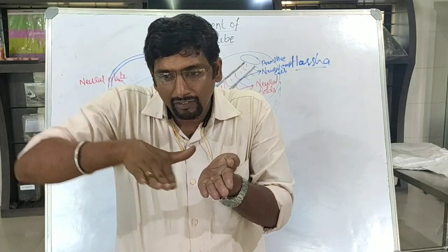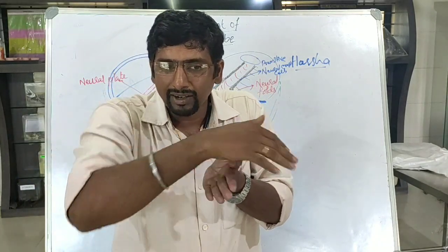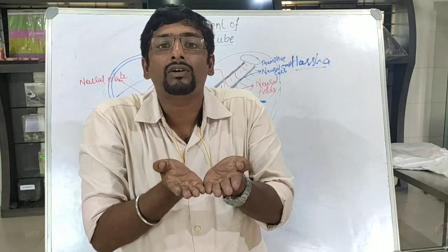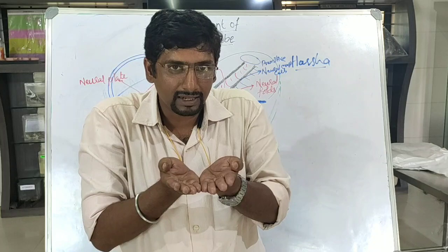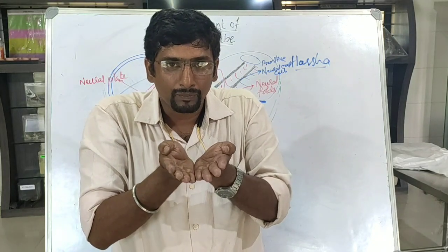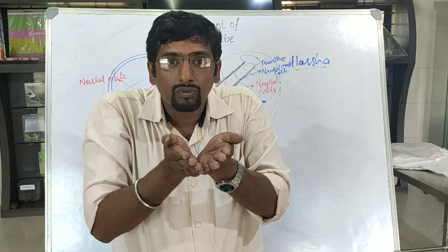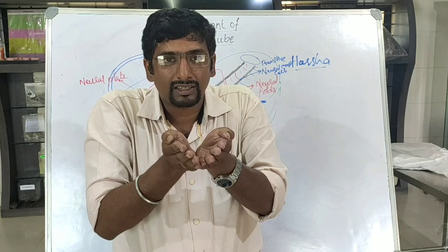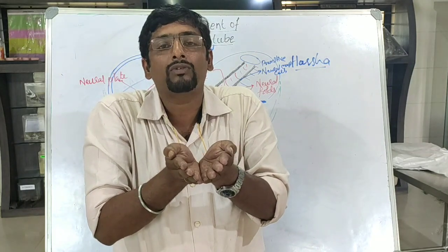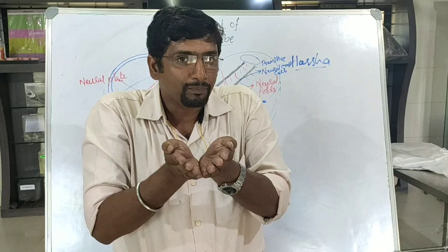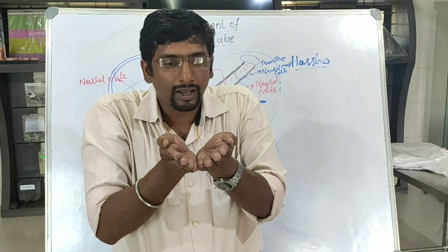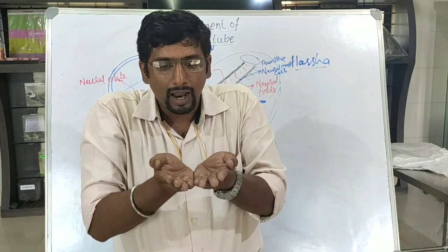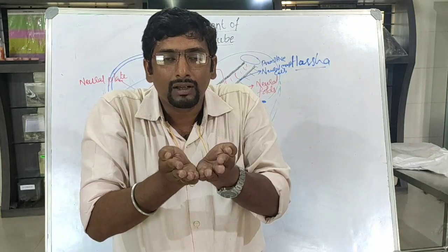So on either side of the neural groove there is an elevated portion. That elevated portion is called the neural folds. This is clear? Neural groove, neural folds. On the top of these neural folds, the cells present get differentiated and form the primitive neural crest cells.